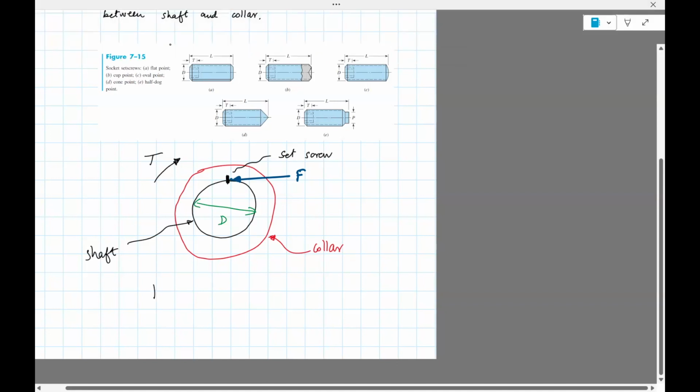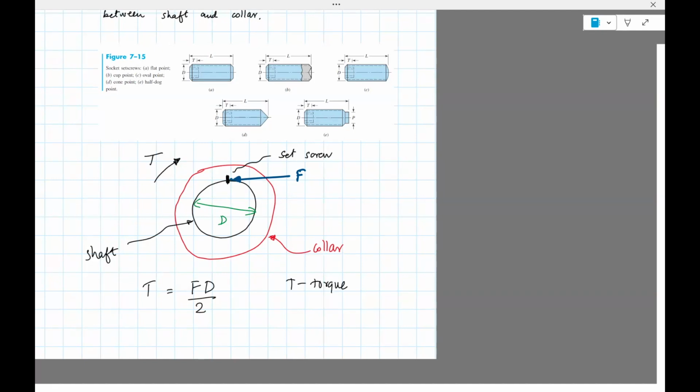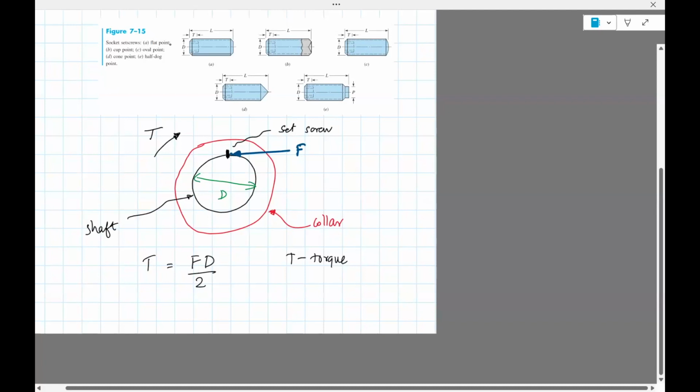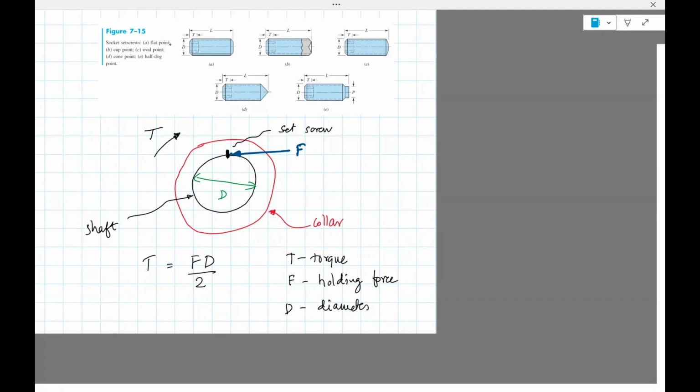So we can compute the relation between torque, torque, F is force. It's called holding force. And D is diameter. Yeah, it's kind of obvious how that equation comes.